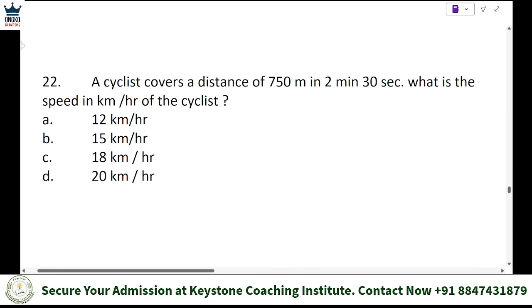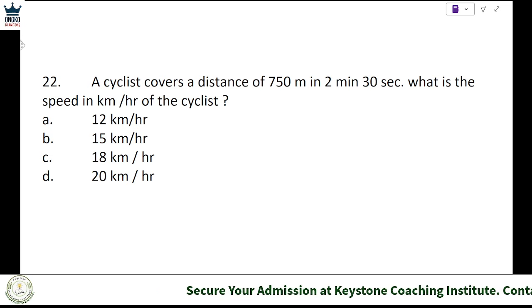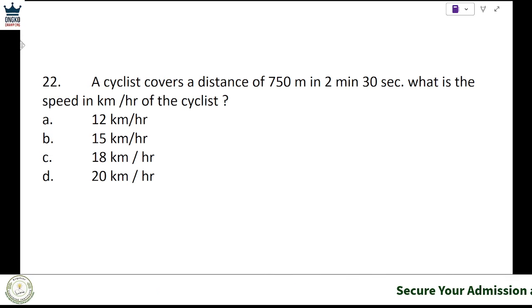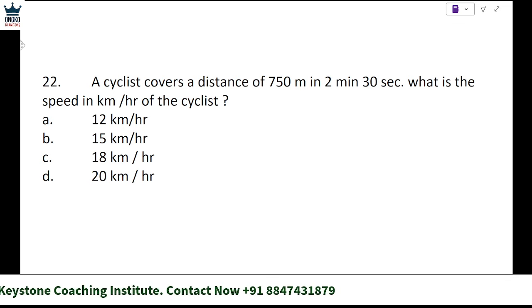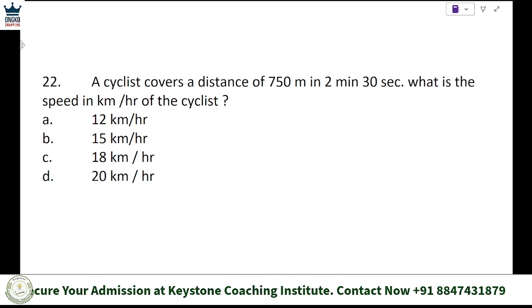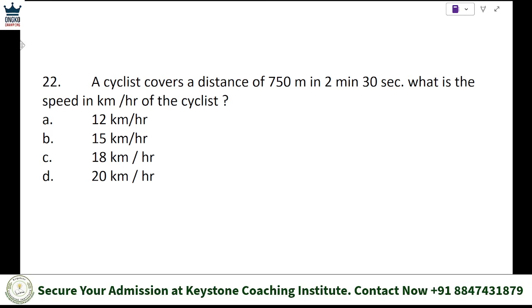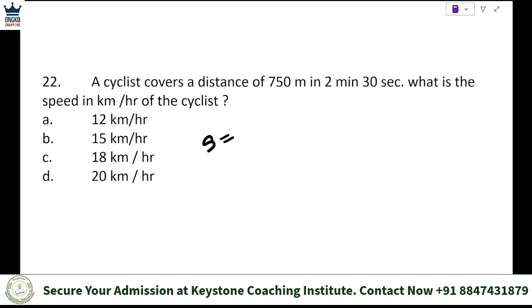Okay. This question is from time, speed and distance. A cyclist covers a distance of 750 meters in 2 minutes 30 seconds. What is the speed in kilometers per hour of the cyclist? We need to find the speed. Speed is equal to distance divided by time, right?